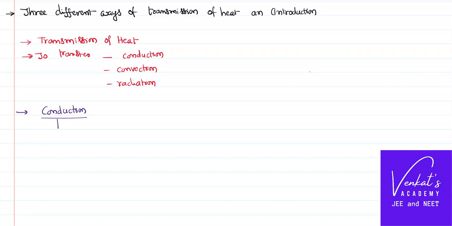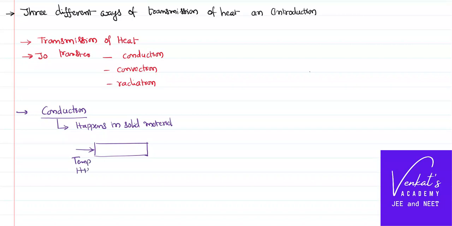The phenomenon of transmission of heat via conduction happens in solid materials. Heat transfer through solid materials happens via conduction. So imagine a solid material like this. Let the body here have a higher temperature, and here the temperature is low. A solid means a set of molecules that are tightly packed with each other such that there is no gap between them.